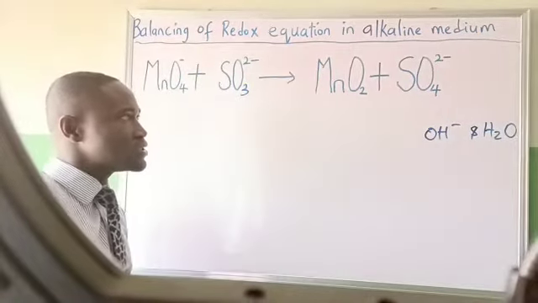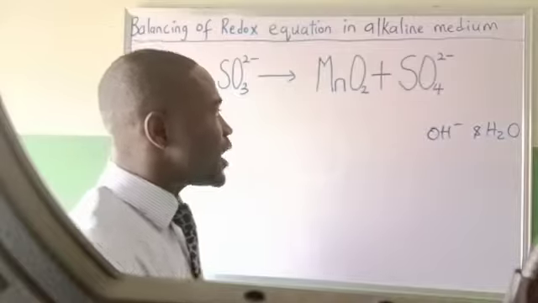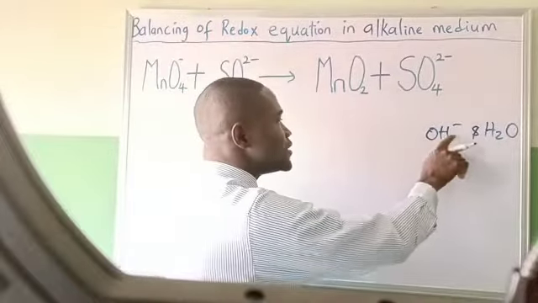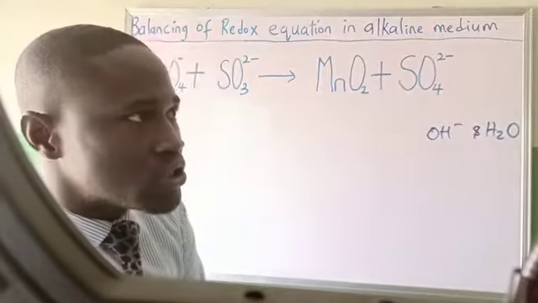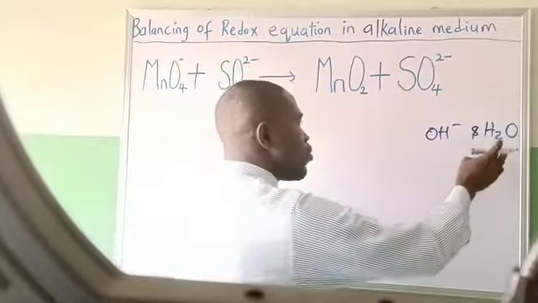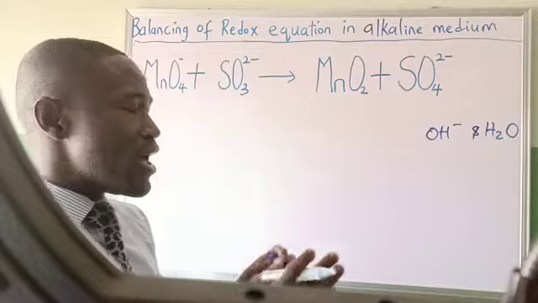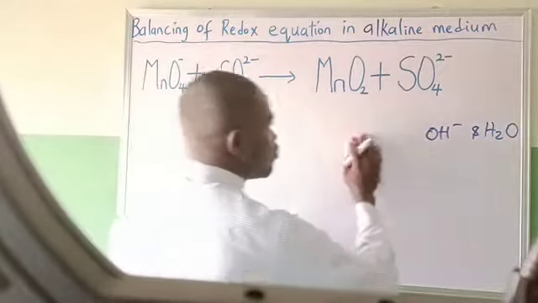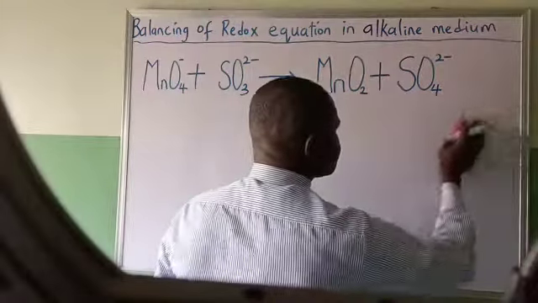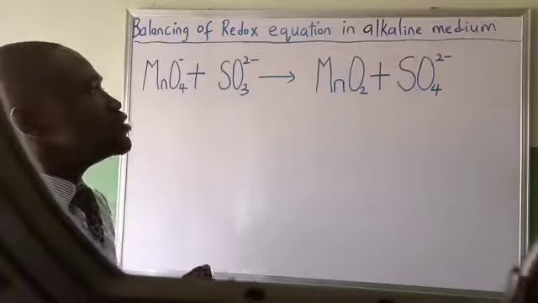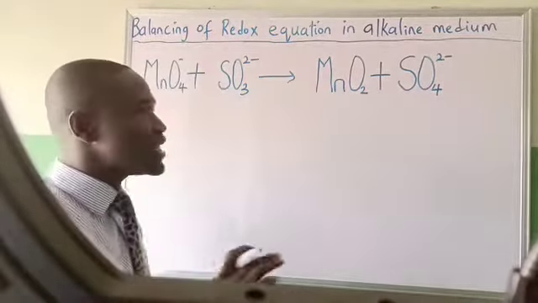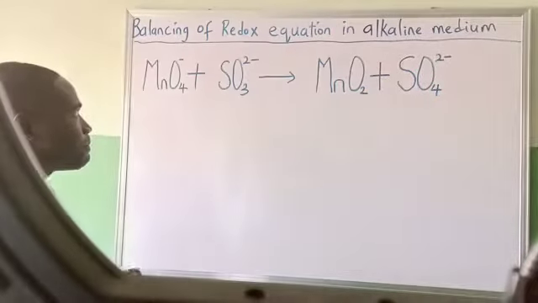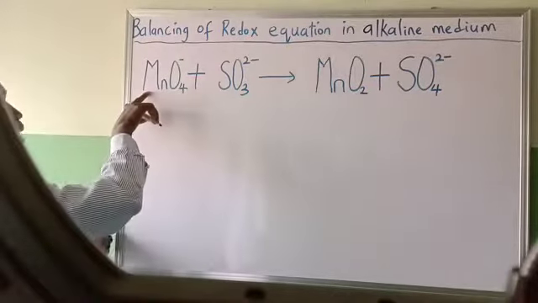Let's see how to do that. For you to do that, you use OH ion to balance where you have excess oxygen and use water to balance everything. How do we do it? First of all, we need to sort out which one is our reduction half equation and which one is our oxidation half equation. Now, this is manganese.